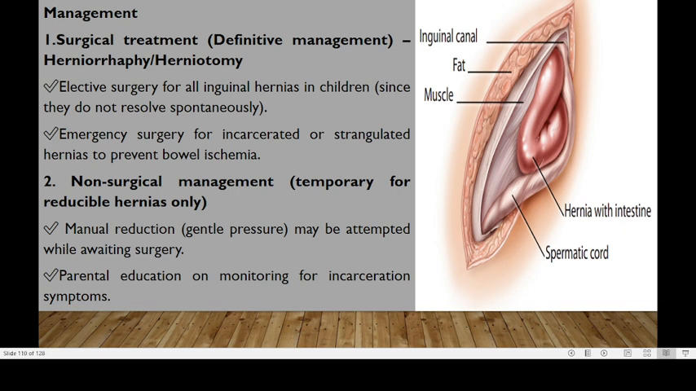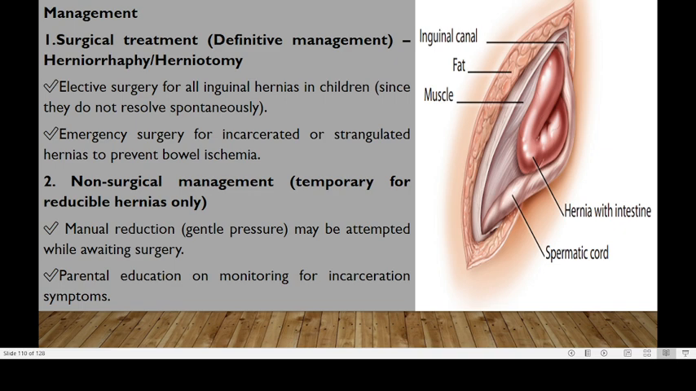The management, you do surgical treatment. This is the definitive management. This is what is referred to as herniorrhaphy, herniotomy. So you could do elective surgery for all inguinal hernias in children since they do not resolve spontaneously. Or you do emergency surgery for incarcerated or strangulated hernias to prevent bowel ischemia. Number 2, you have non-surgical management.